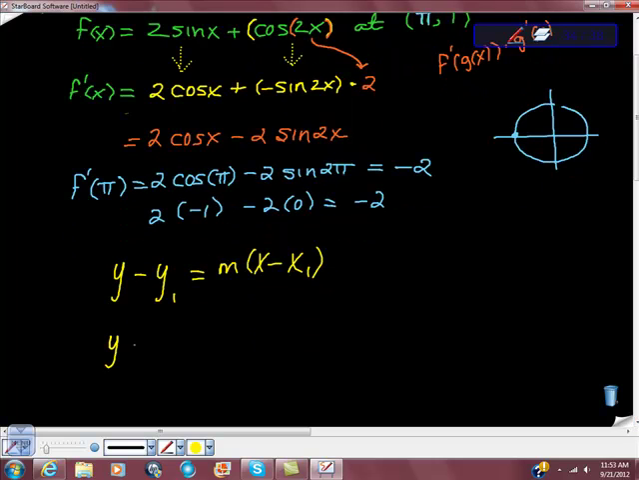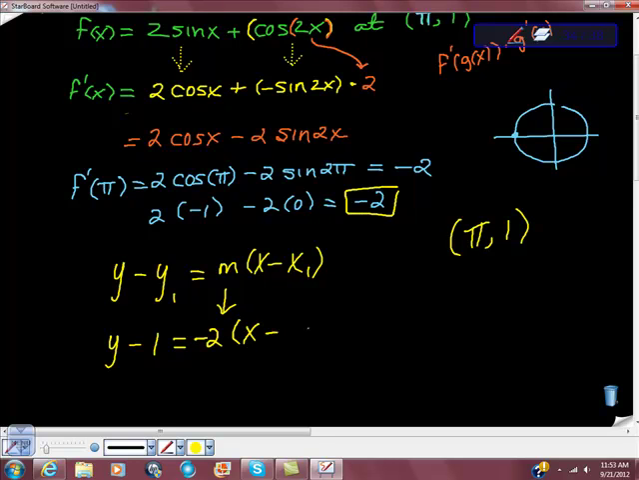And we have y minus what? Minus 1, because remember, they gave us the point pi comma 1, didn't they? Billy? Okay, so minus 1 is equal to, what's the slope? We take the slope value that we just figured out. That's this negative 2 right here, Joel. It's negative 2 times x minus pi.